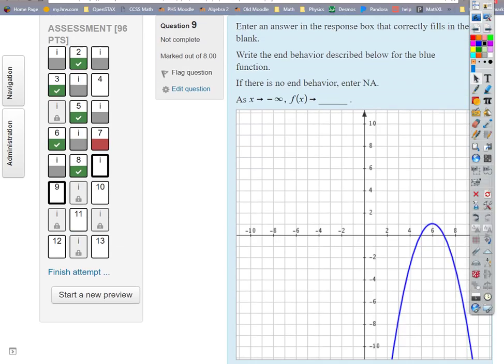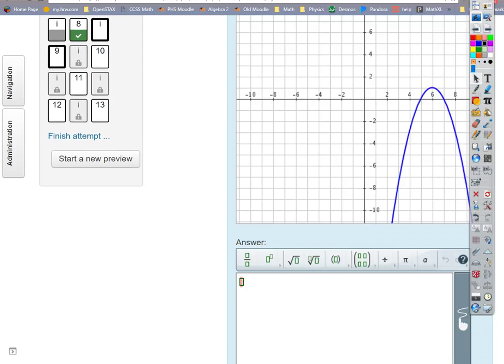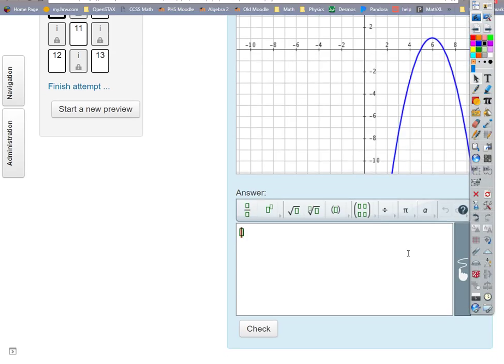Okay, what about this one? As x approaches negative infinity, f of x approaches what? Negative infinity. Yeah, because as I go to the left, the function goes down also, right? So I should end up with negative infinity. That's your answer, just negative infinity, because it's going down forever.